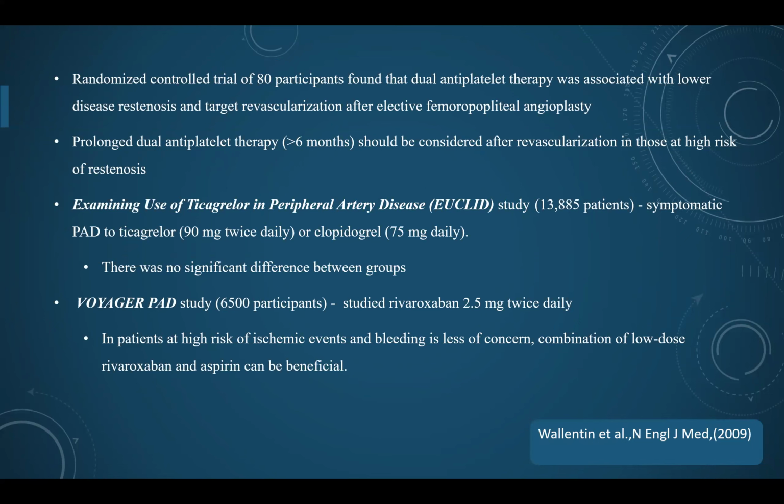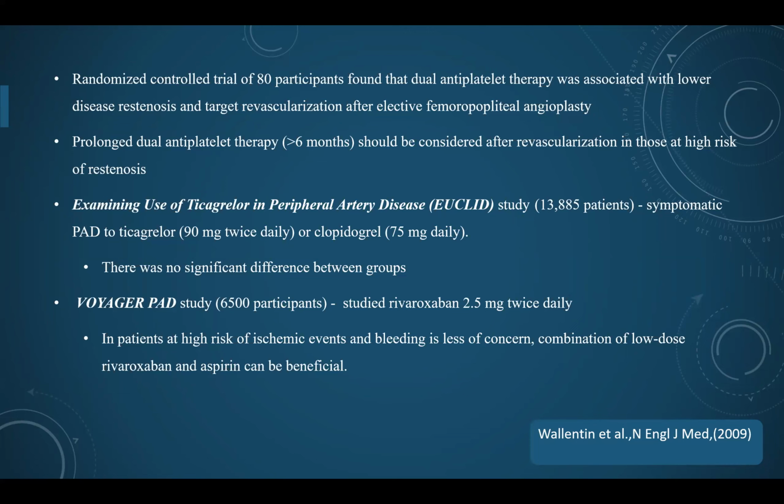There was another study which showed that with dual antiplatelet therapy, there was reduced restenosis and target revascularization after elective femoral-popliteal angioplasty. And prolonged dual antiplatelet therapy of greater than 6 months should be considered after revascularization in patients who have high risk of restenosis.